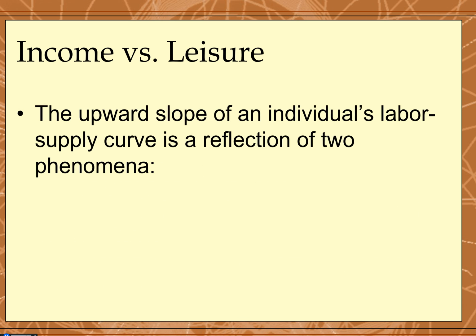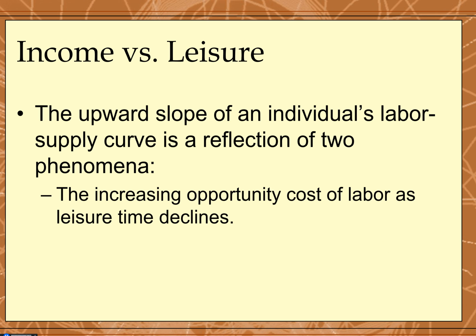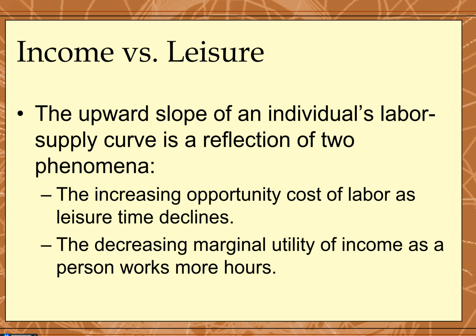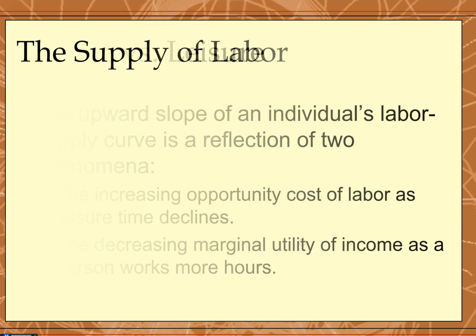And so the upward slope of an individual labor supply curve is a reflection of this phenomenon, which is increasing opportunity cost of labor as leisure time declines, and the decreasing marginal utility of income as a person works more hours. That's a fancy way of saying you need wages to go up to increase the hours worked. That's L. So you need to pay people more to get them to work longer hours. You move along the labor supply curve. That's why it has a positive slope.